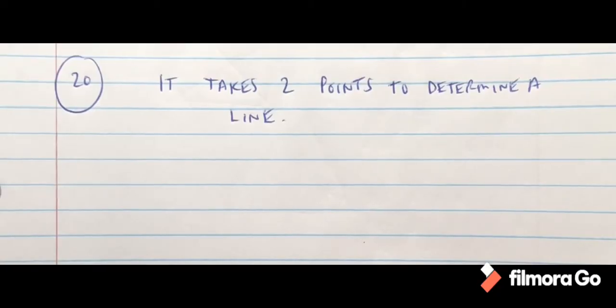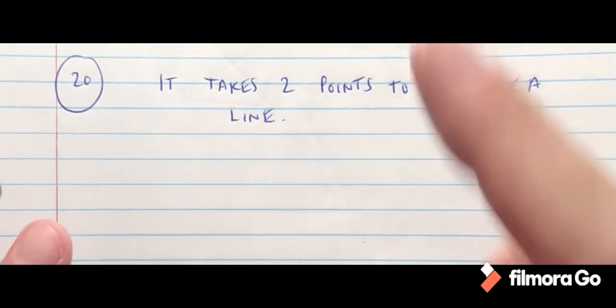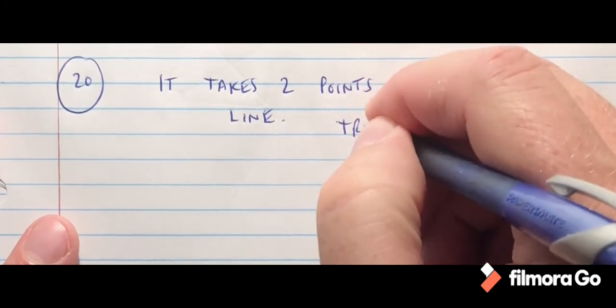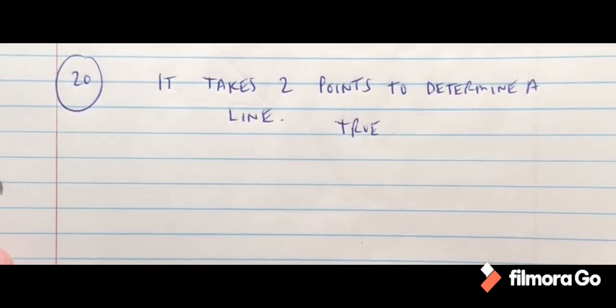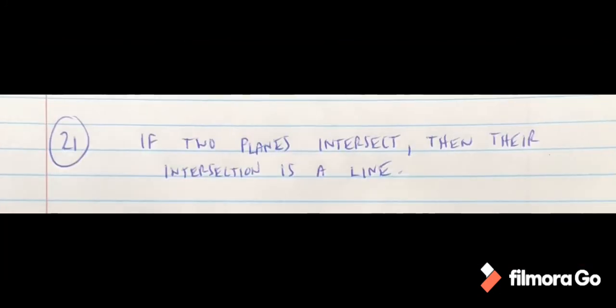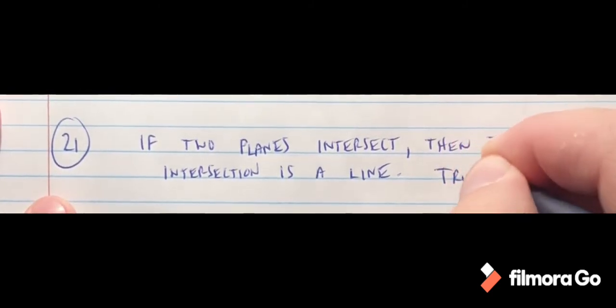Number 20, it takes 2 points to determine a line. This is a true statement. We only need 2 points to make a line. 21, if two planes intersect, then their intersection is a line. That also is a true statement.